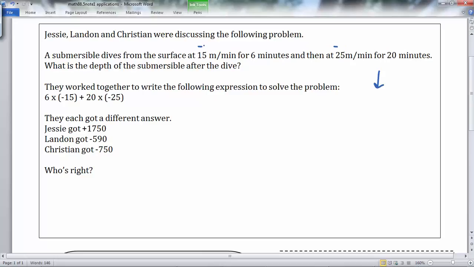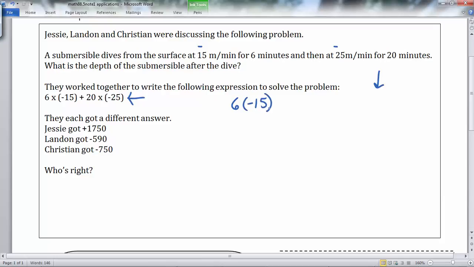So they worked together and wrote the following expression to solve the problem, right? Which we can see right here. But they each got different answers. We need to figure out who's right. So to do that, let's solve the problem.